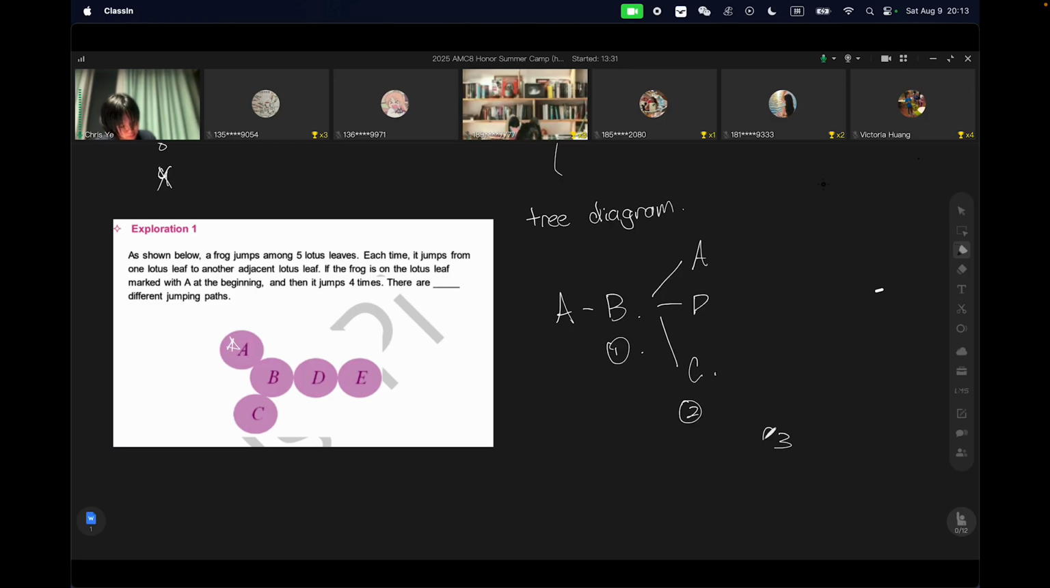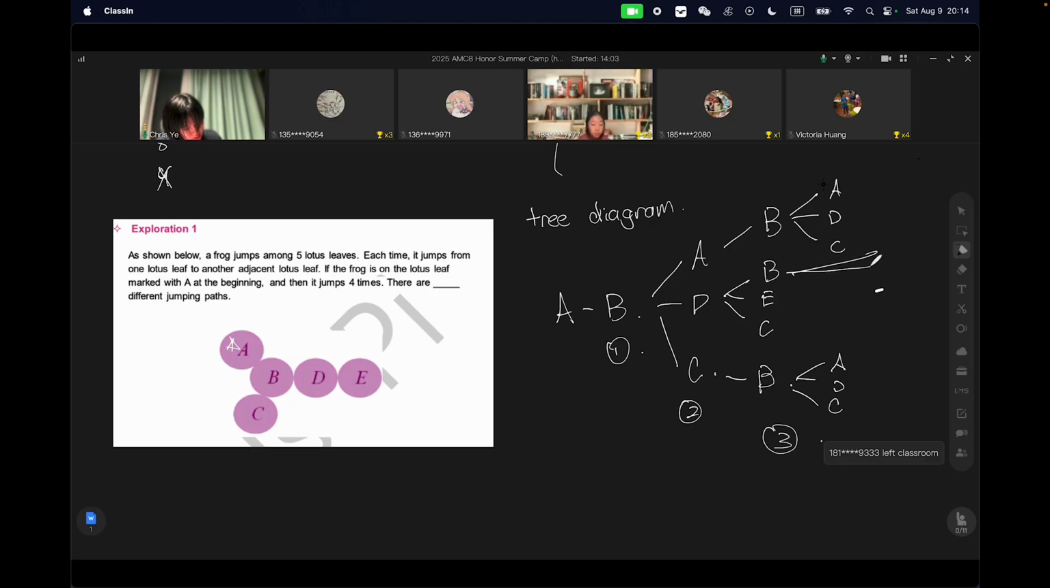Then for our third jump, A can only go back to B, so we're going to do B again. And D can go to B, E, or C. So D will have 3 choices, which is B, E, or C. And C will only have 1 choice, which is B, because C can only go back to B. And then B will also be able to go again to A, D, and C.